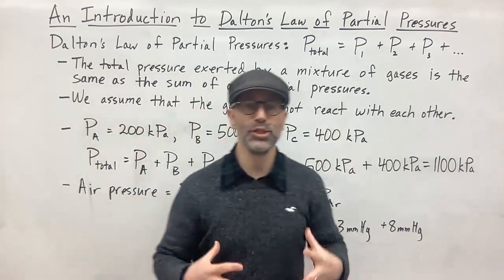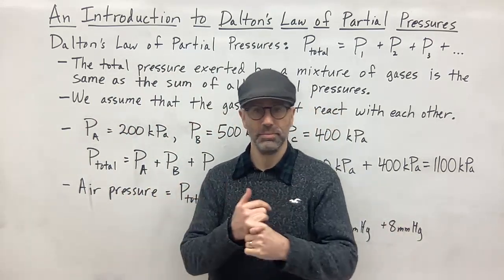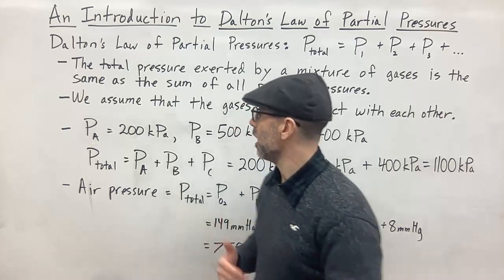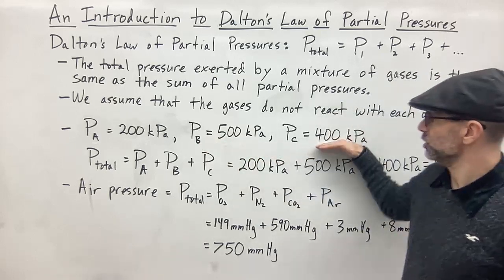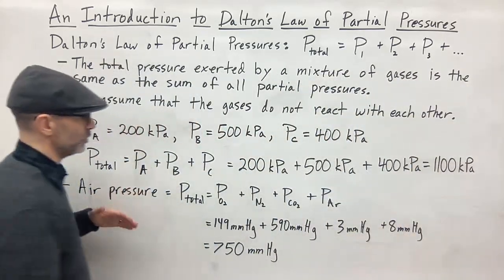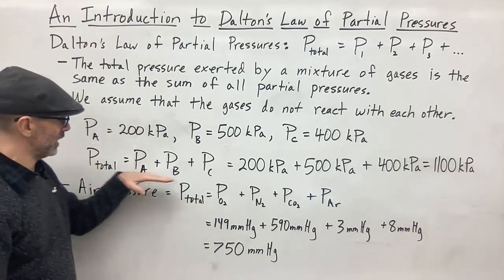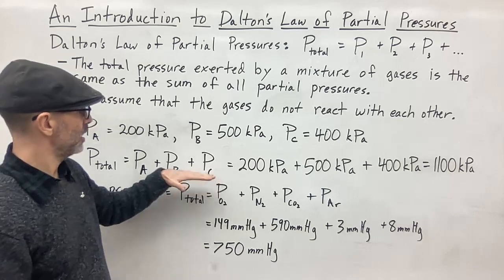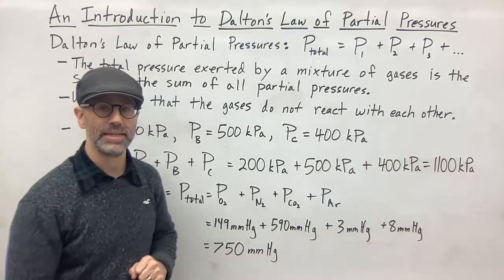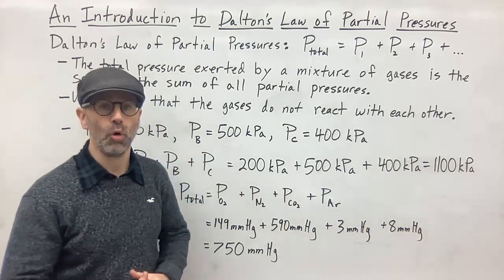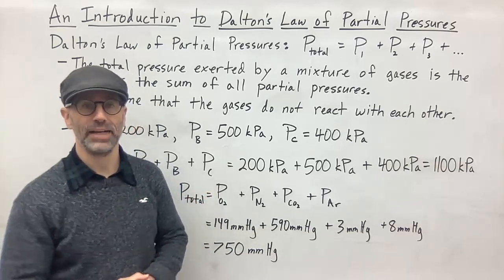Now, if we took all of these gases and put them all in the same container, same volume, same temperature, then according to Dalton's law of partial pressures, the individual pressures of the gases should add up to the total pressure. So the total pressure in that container would add up to the individual partial pressures of the gases. So 200 plus 500 plus 400 gives us 1100 kilopascals. So that would be the total pressure in the container due to the mixture of gases.